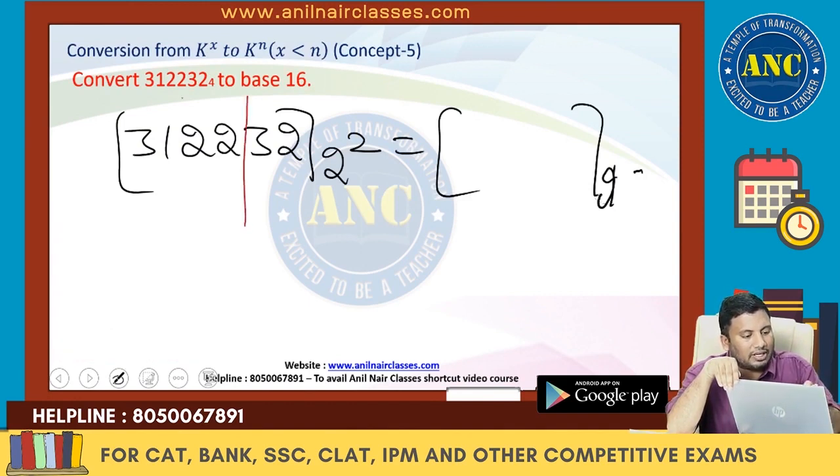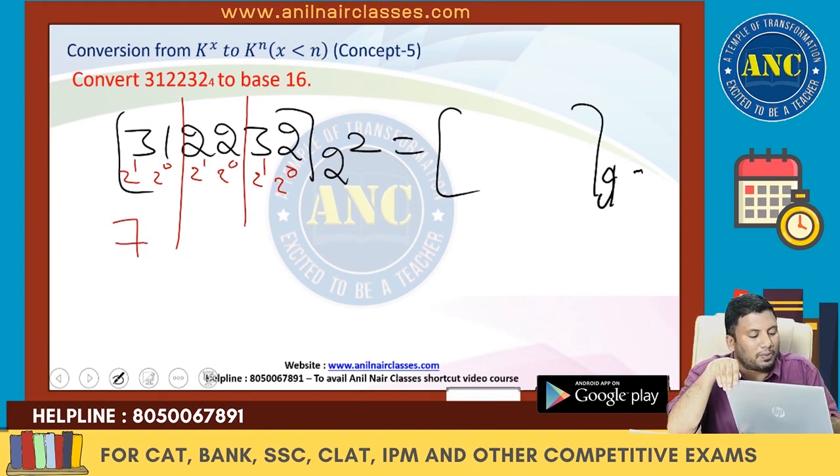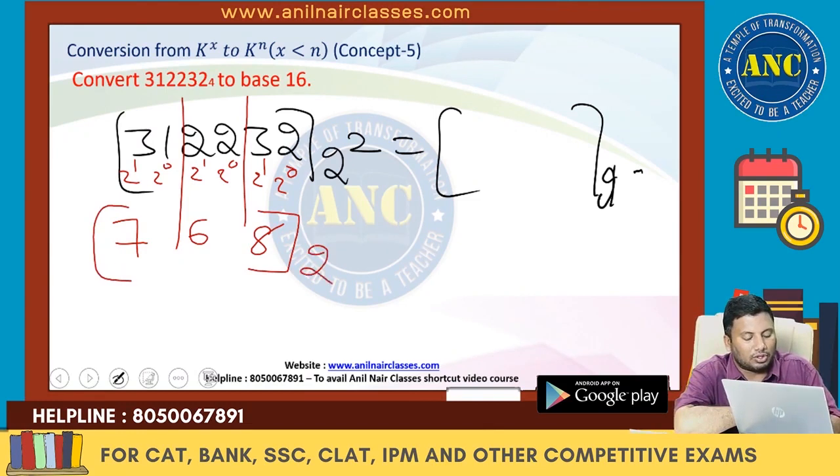If I convert into groups of 2, these are 2 power 0, 2 power 1, 2 power 0, 2 power 1, 2 power 0, 2 power 1. 2 3s are 6 plus 1 is 7, 2 2s are 4 plus 2 is 6, 2 3s are 6, 6 plus 2 is 8. 768. Are you with me? So it is 768 in base 2.